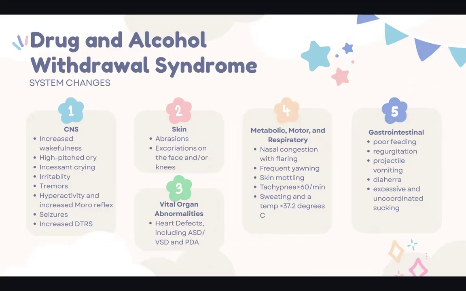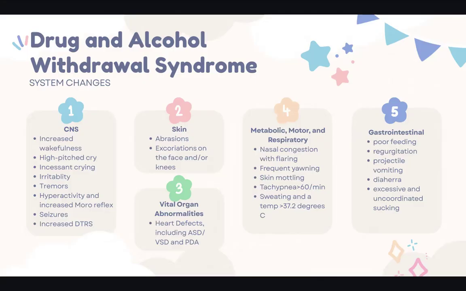So we can also see excoriations on the skin, especially on the face and knees from all the constant movement. They can also end up with cardiac issues like tetralogy of Fallot, ASD, VSD, and PDA. We're going to talk about all of the heart defects in pediatrics, but I just want you to know that these names, just see them and recognize them. You don't need to know exactly what they are yet in mother baby.